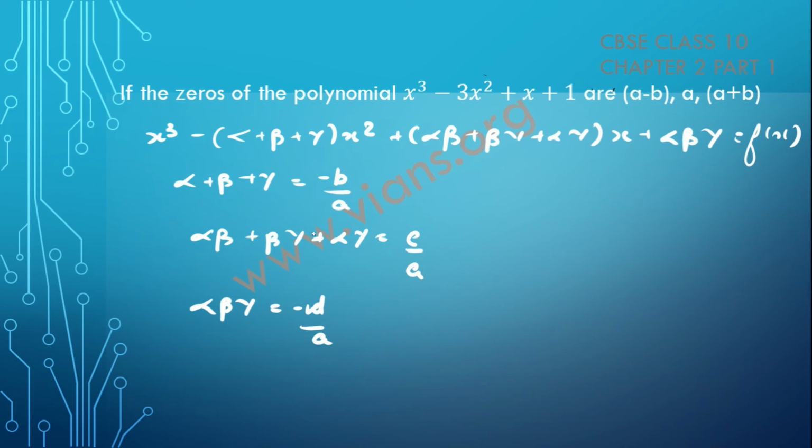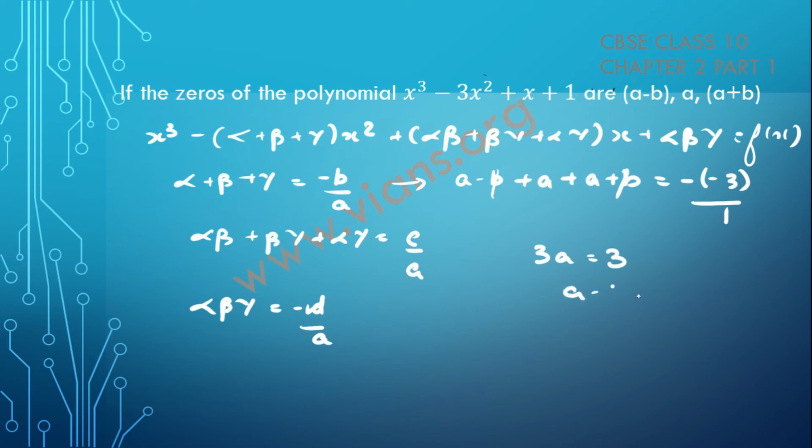If you see alpha plus beta plus gamma, now this can be nothing but a minus b plus a plus a plus b, that's your gamma, is equal to minus of your b, which is minus 3 divided by 1. So your minus b and plus b go off, and this can be written as 3a is equal to 3, so a is equal to 1. Alright, now that's one form.